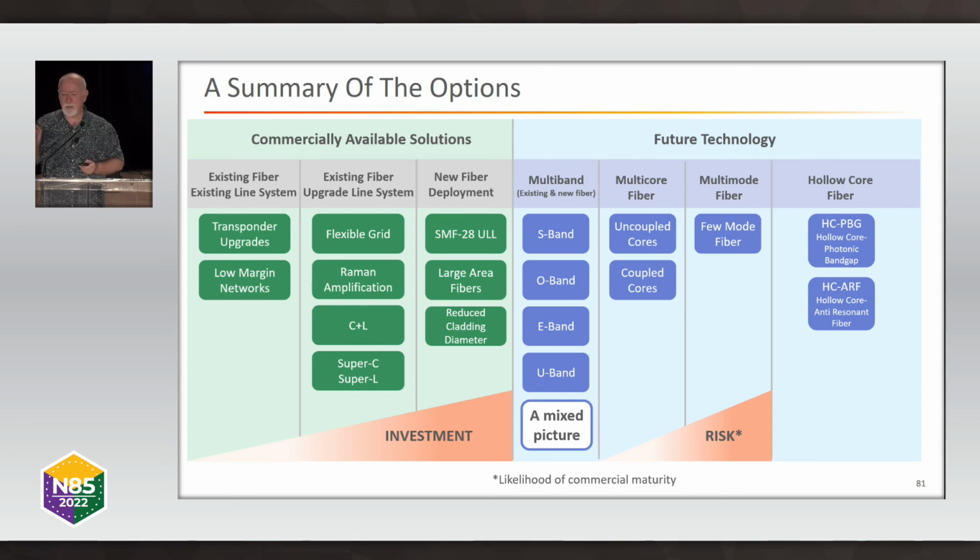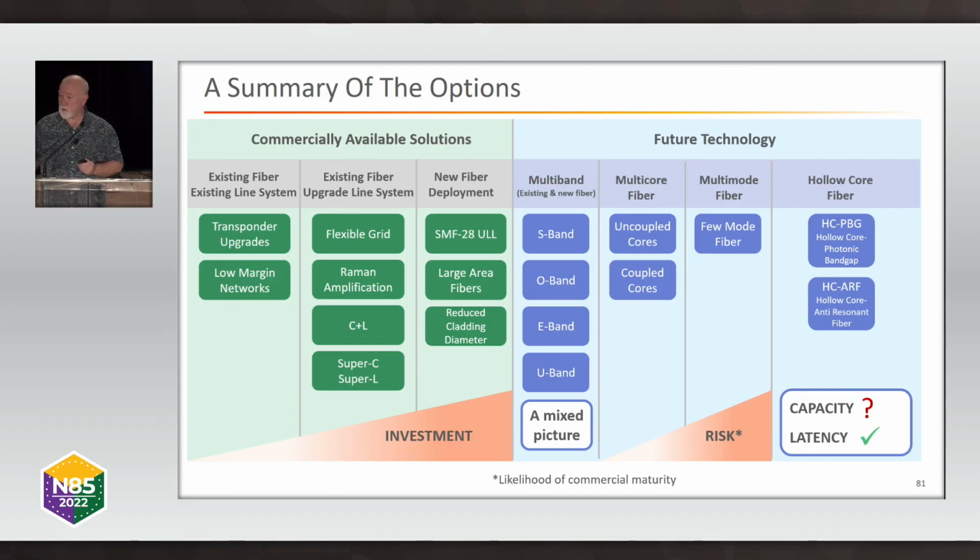Photonic bandgap seems to be a little bit of a dead end at the moment. That might change, who knows? Somebody has a breakthrough and that situation changes. But right now it's nested structures, it's anti-resonant structures. And the focus has tended to be on low latency applications, financial trading.